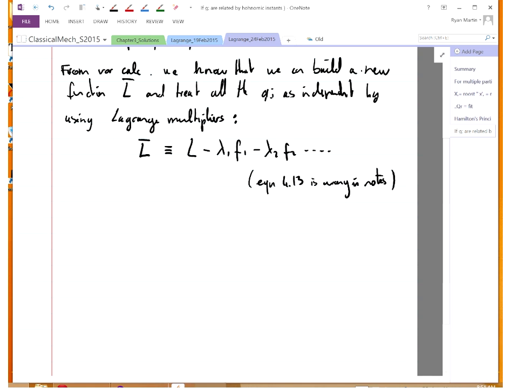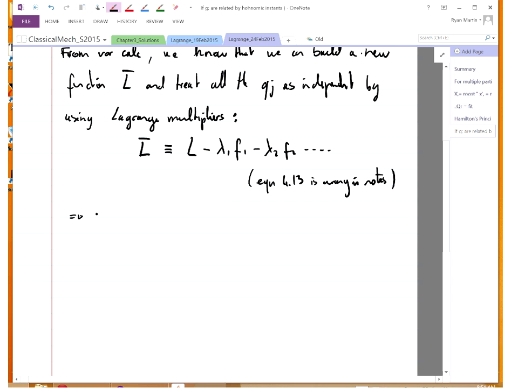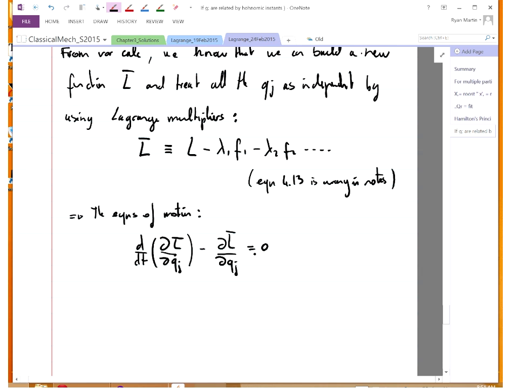So we know that when we build this modified Lagrangian, L bar, then the equations of motion are given by d by dt of ∂L bar by ∂Qj dot minus ∂L bar by ∂Qj equals 0. Alright, I'm going to stop writing the case when it's not conservative. From now on, I think it's almost always going to be equal to 0 on the right-hand side.